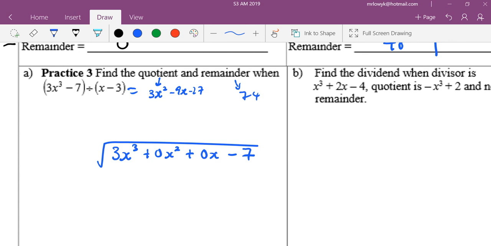Because it's orderly. Later I'll show you. Now what do I write outside? X minus 3. I want to remove x cubed. What do I do? 3x squared.